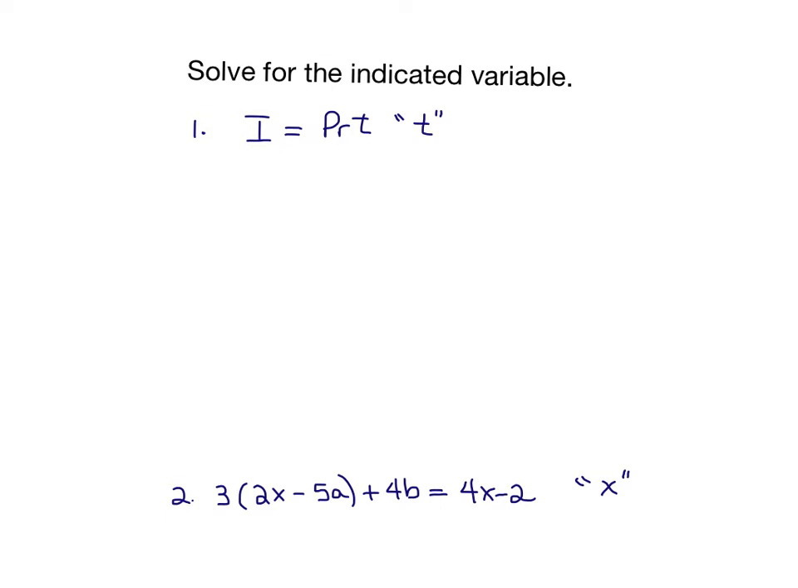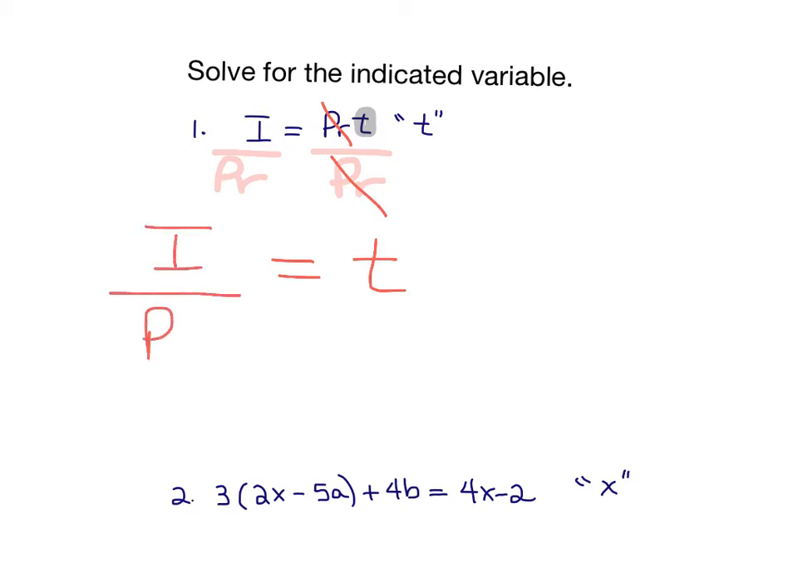So in this particular problem, they want us to solve for t. This is actually the simple interest formula. So notice the p, the r, and the t. What operation is being done to those three letters? Multiplication. Okay, so to undo multiplication, we know we're going to use division. So in order to get t by itself, I'm going to divide both sides of my equation by p and r. So I'm going to divide this side by pr and this side by pr. And then notice it cancels, and you're left with t equals I divided by pr.